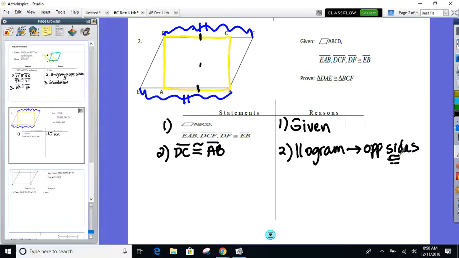We could do DF minus DC equals CF, and then equals EB minus AB. Everyone see the subtraction we're going to do? We're going to subtract the given sides from the ones that Vincent just gave us to give us EA and CF. Everyone see the subtraction going on? Yes, no? Okay.